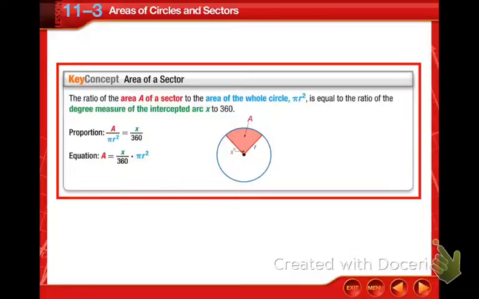Alright, so now we're looking at area of a sector of a circle. The ratio of the area A of a sector to the area of the whole circle, pi r squared, is equal to the ratio of the degree measure of the intercepted arc X to 360. So basically whatever angle is making that sector is our X over 360. So area is equal to X over 360 times pi r squared. Alright?